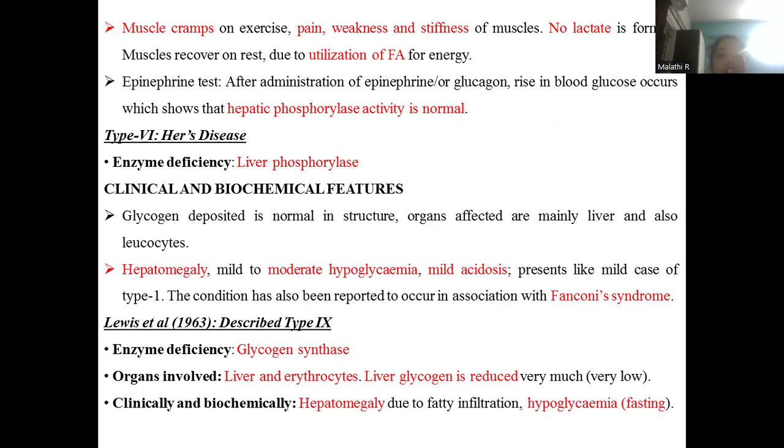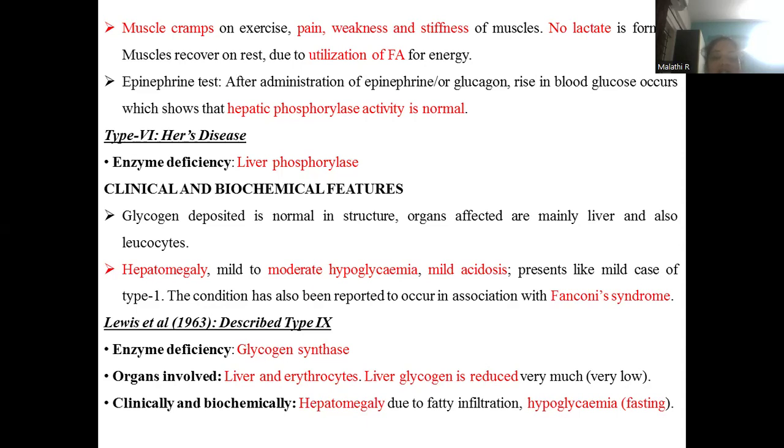Type 6, Hers' disease. The enzyme deficiency is liver phosphorylase. The clinical and biochemical features include glycogen deposited that is normal in structure. Organs affected are mainly the liver and also leukocytes. Hepatomegaly, mild to moderate hypoglycemia, and mild acidosis occur, presenting like a mild case of type 1. The condition has also been reported to occur in association with Fanconi syndrome.